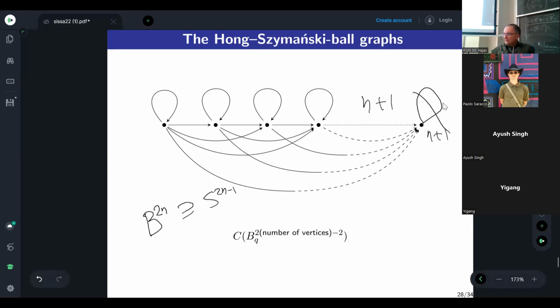Because if this is my vertex number n plus 1 and I kill it, this loop is not here. Okay, so let me erase this. I kill this n plus first vertex. So if I have n plus 1 many, then this is a B^{2n} ball, because you see the number of vertices minus 2: if I put n plus 1, I have 2 times n plus 1 minus 2, which is 2n. So I kill this vertex with number n plus 1, and I kill all edges that end there. But what I get is exactly the graph of a sphere. So the graph of the 2n minus 1 quantum sphere is a subgraph of the graph of a 2n quantum ball.